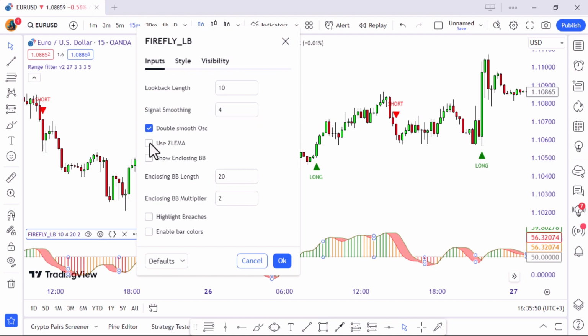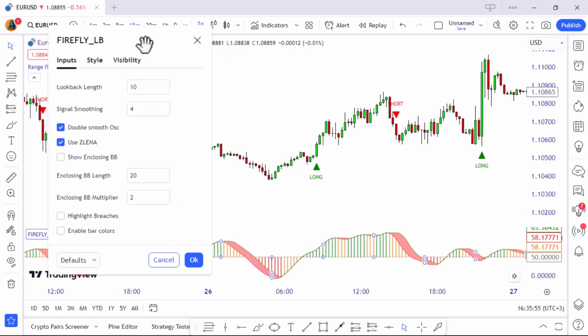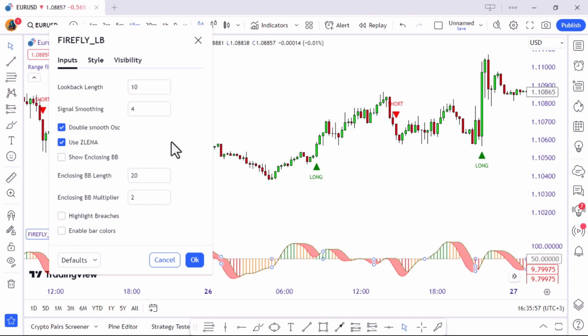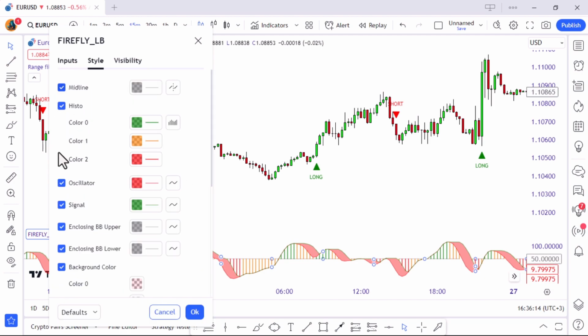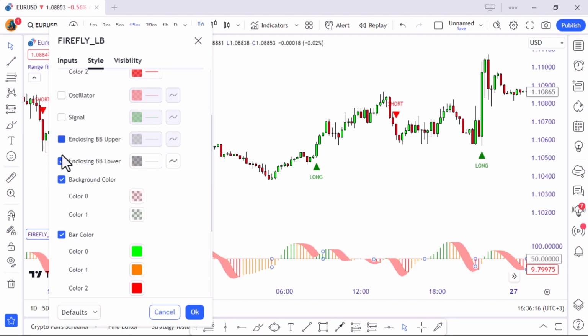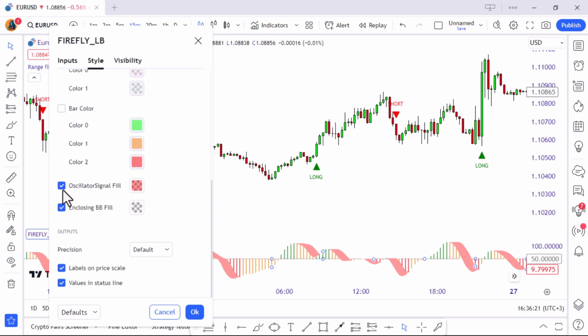Now toggle the double or smooth and use zero lag EMA options, on which I previously made 2 completely dedicated videos and sessions based on an indicator named Zero Lag EMA, which you can check out. I'm going to leave the link at the end of the video. Set 21 for the enclosing Bollinger Band length and 3 for the enclosing Bollinger Band multiplier. Under the Style tab, keep it clean by turning off everything except the middle line and histogram, just like you see in the video.